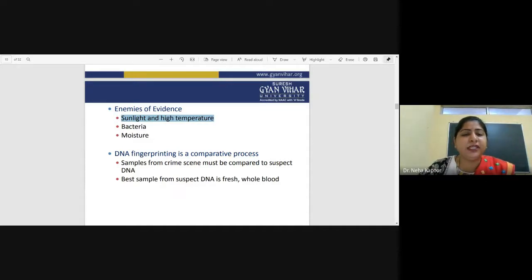So DNA fingerprinting is a comparative process. That means you have to take the samples from the crime scene and you have to compare them with the suspect DNA. And the best sample that you can take if you want to go for DNA fingerprinting is fresh blood, whole blood.